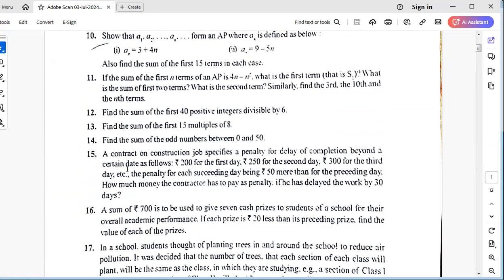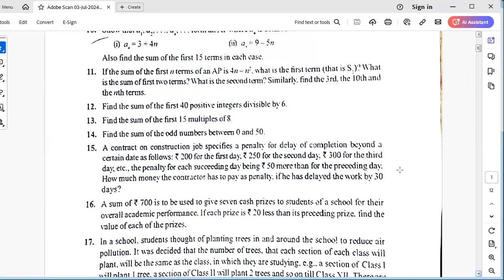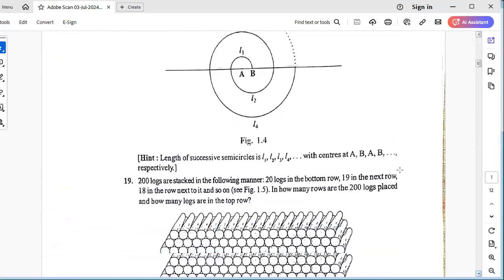Okay. So the 11th problem is like this. If the sum of the first n terms of an AP is 4n minus n square, what is the first term? That is S1. What is the sum of the first two terms? What is the second term? Similarly, find the third, the 10th and the nth terms. So this is the problem. We will see its solution.